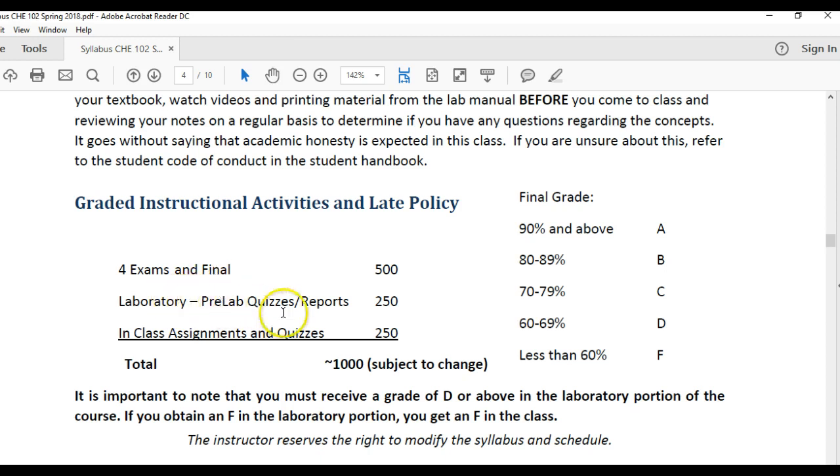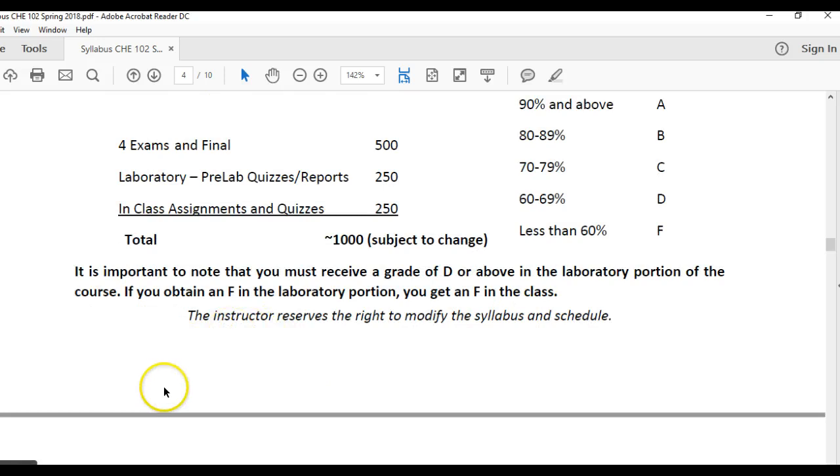The lab part, there are reports. They're not pre-lab quizzes. This was for another class I copied and pasted, and I should have blacked out that word. There are pre-labs and lab reports that you have to do, and that's a total of 250 points. And then we'll also have other in-class assignments and quizzes throughout the semester for 250 points. We're talking roughly 1,000 points. This number might change a little, maybe 200, maybe 175, maybe 300, depending on how much we get to. It really just depends on the class. So we're looking roughly around 1,000 points. Straight 90, 80, 70, 60 scale. I usually don't have to curve.